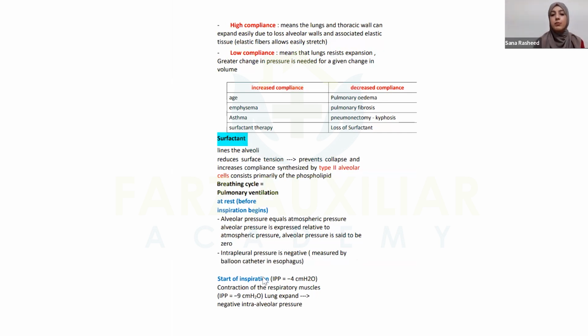Once we start inspiring, there is contraction of the respiratory muscles that we discussed earlier. At rest, it's mainly the diaphragm. Otherwise, the external intercostal muscles can also take a role. When the respiratory muscles contract, basically when the diaphragm contracts, the lung expands. Before inspiration, the alveolar pressure was 0. But once inspiration starts, the alveolar pressure drops to negative. So there's a negative intra-alveolar pressure.